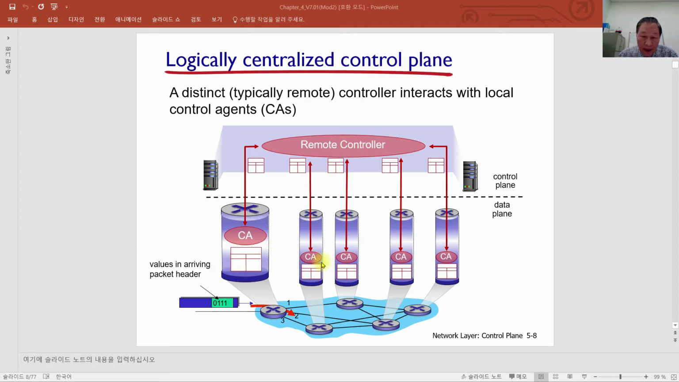This one is data plane. And in the same way, if that packet is arriving here, then depending upon that final destination, each control agent, this one is control agent. Simply, this one is very simple node. This one is simply forwarding that packet to this link. And this remote controller will update that forwarding table. And they are centralized. That's the main difference between this one and previous one.